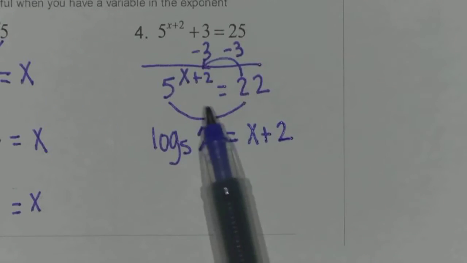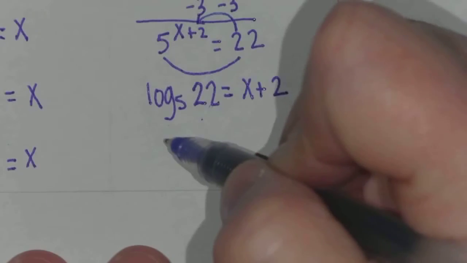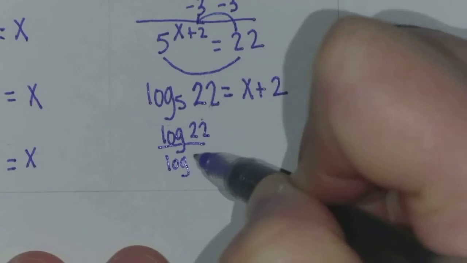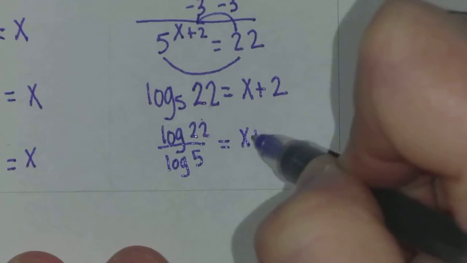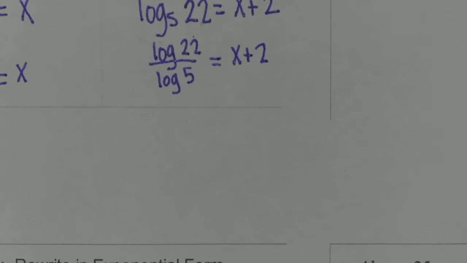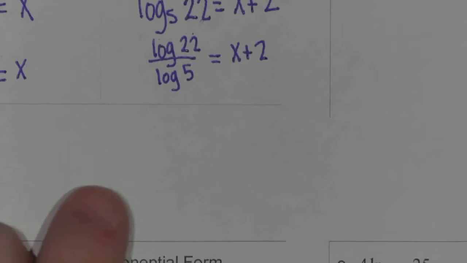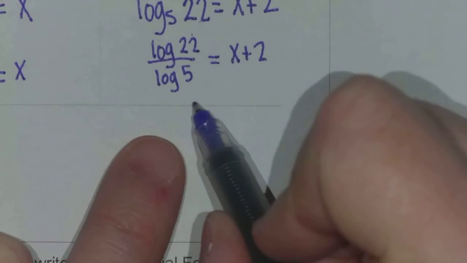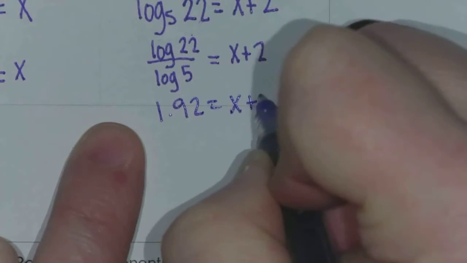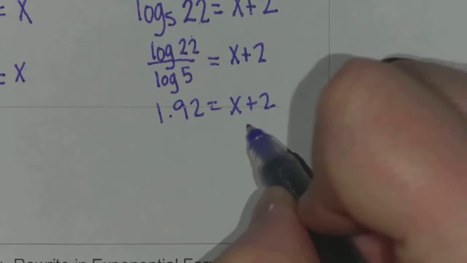Perfect. Now what am I going to do with this side? I'm going to do the change of base formula. The change of base formula says I can take the log of the big number over the log of the base, which is the small number. It would still be equal to x plus 2 in this case because of the other side. So you're going to punch this into your calculator and get me a number for that. 1.92. Okay, so 1.92 equals x plus 2. What's my last step? Yep, subtract 2 over.